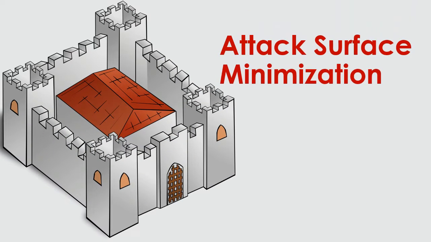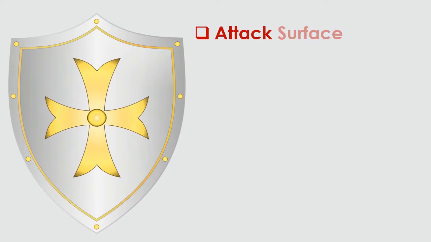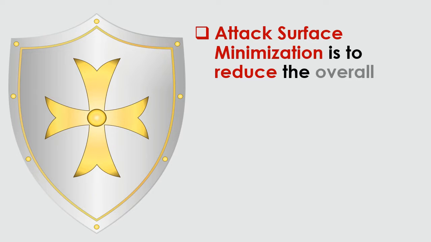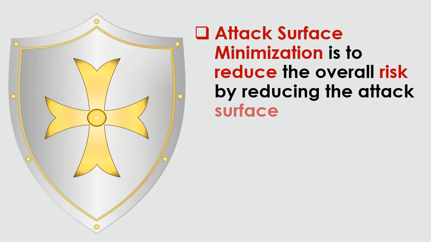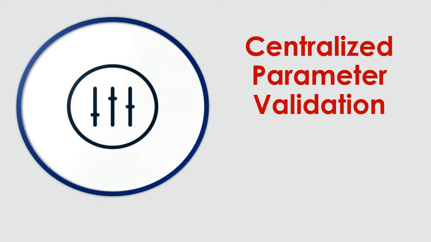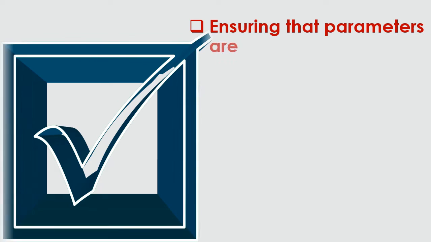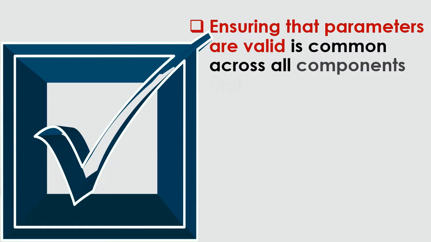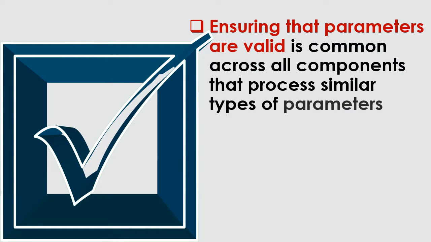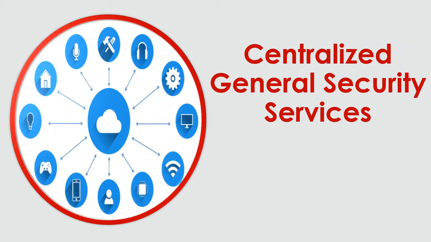Attack surface minimization. Attack surface minimization is to reduce the overall risk by reducing the attack surface area. Centralized parameter validation. Ensuring that parameters are valid is common across all components that process similar types of parameters. Centralized general security services.